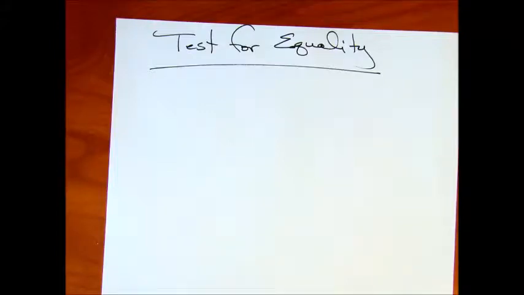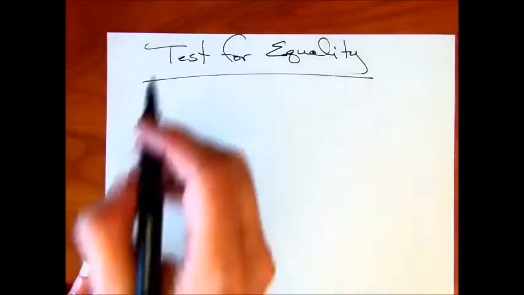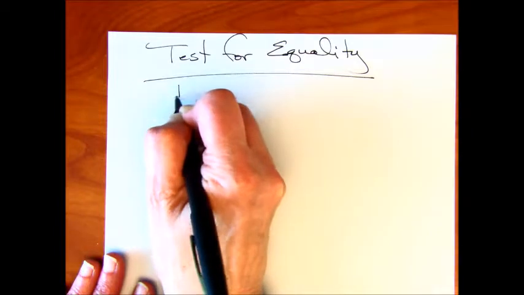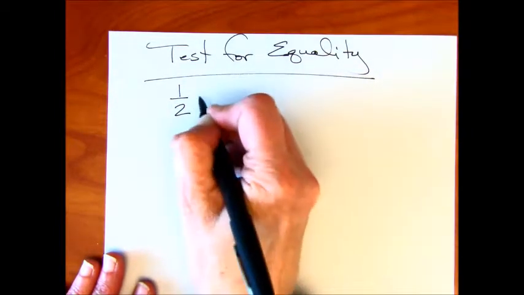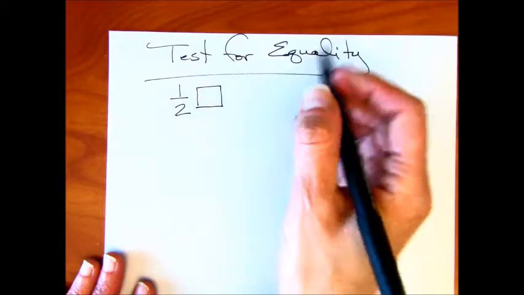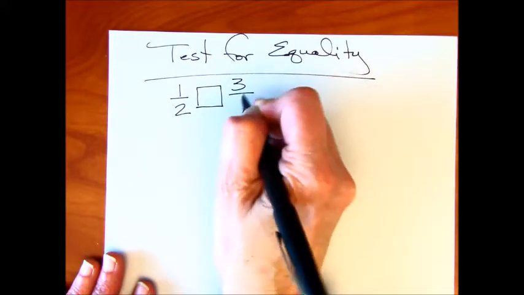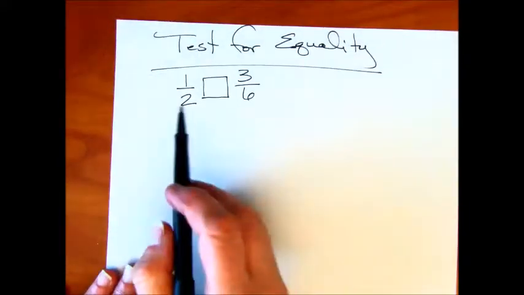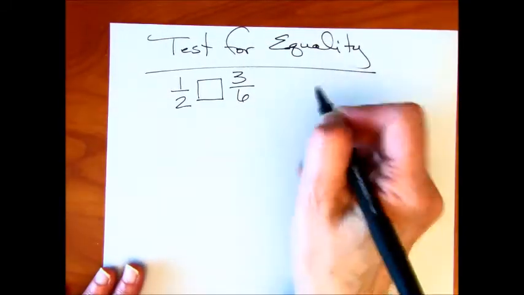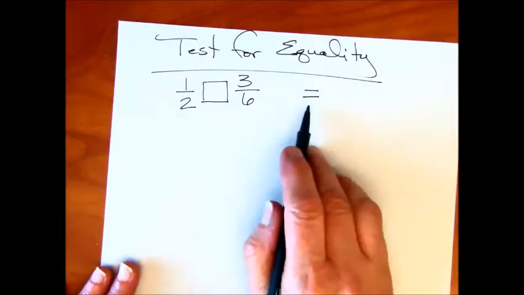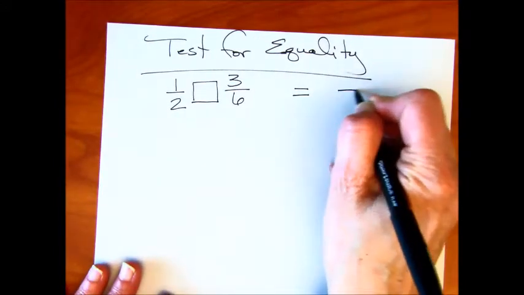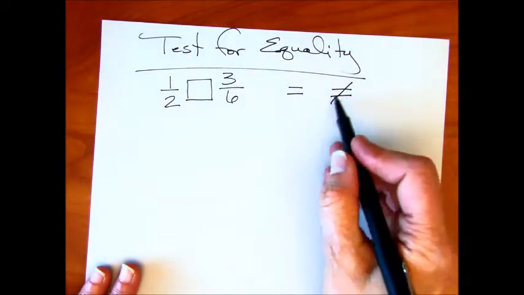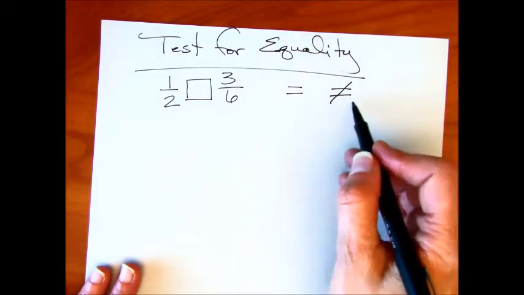Now let's talk about testing whether two fractions are equivalent or equal. The way you're likely going to see this is you'll have two fractions side by side like this, and maybe a line or a box in between, and then another fraction like this. What we want to do is determine if the two fractions are equivalent or equal, and if they are, you would write in an equal sign, and if they're not equal, we're going to draw in this symbol, which means not equal or unequal.